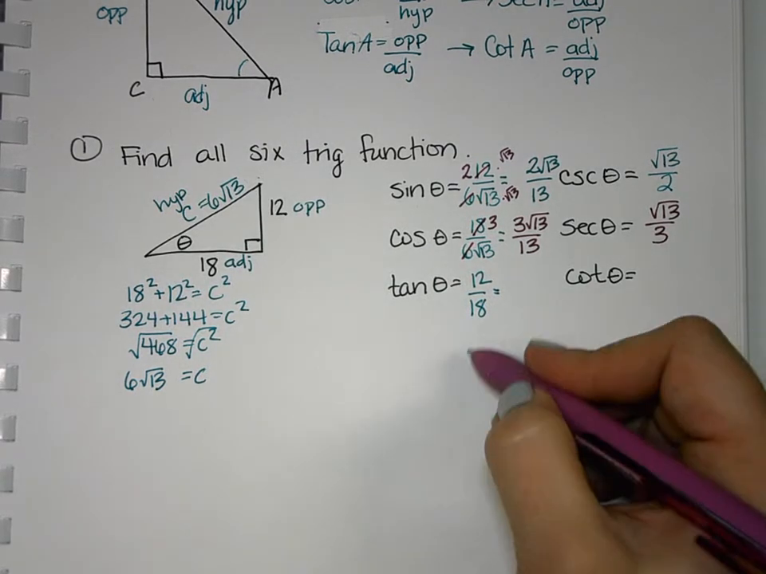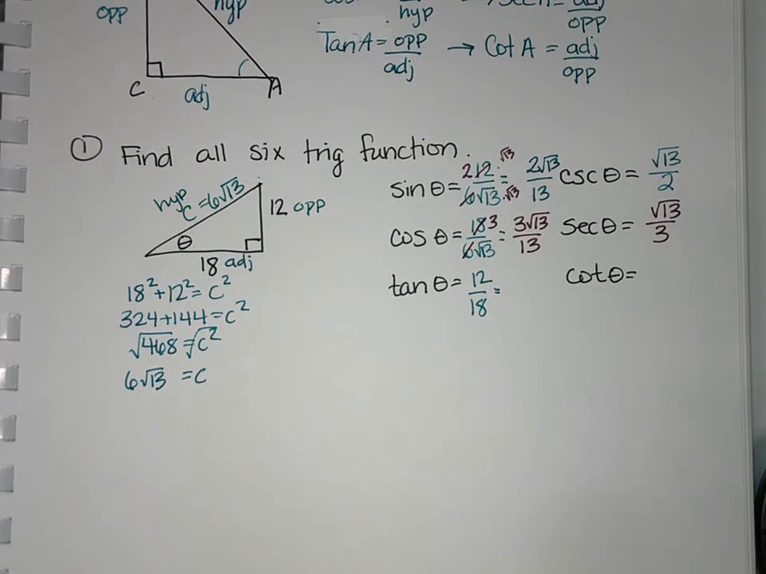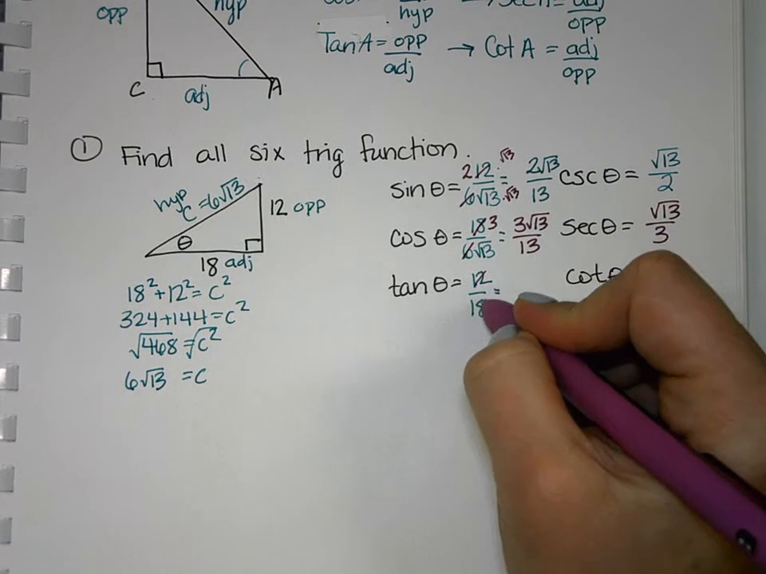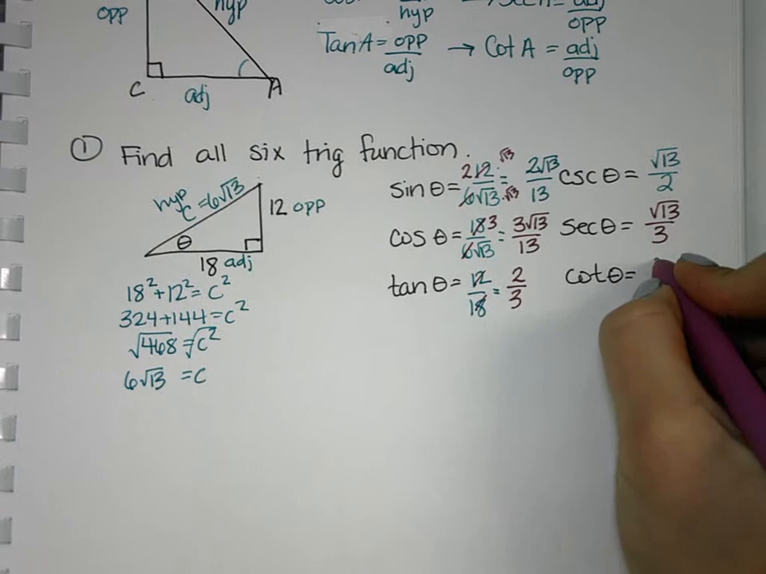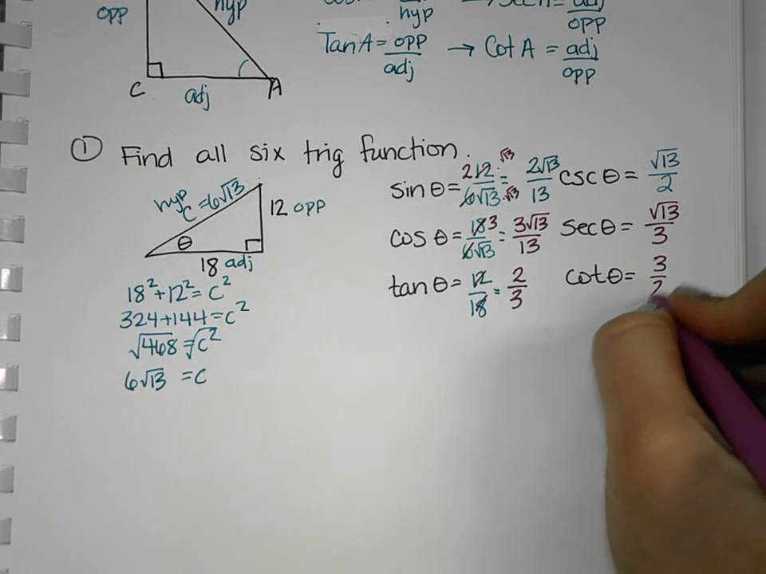And then for tangent, it's all numbers. We don't have any square roots, so we can just simplify. So 6 goes into there twice, so 2/3, meaning our cotangent will be 3/2.